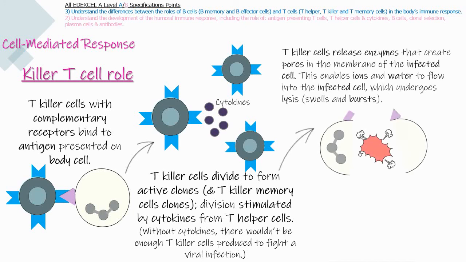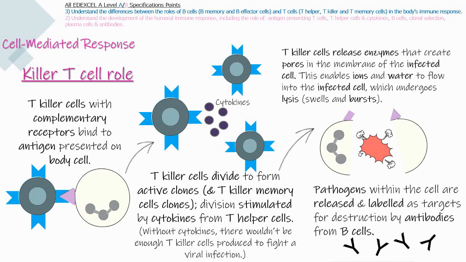So once they are stimulated, the T killer cells are able to release enzymes, and these enzymes create pores or holes in the membrane of the infected cell, which enables the cell to become permeable. So ions and water flow into the infected cell and cause it to burst, and this is known as lysis. So then pathogens within the cell are released and labeled as targets for destruction by antibodies from B cells.